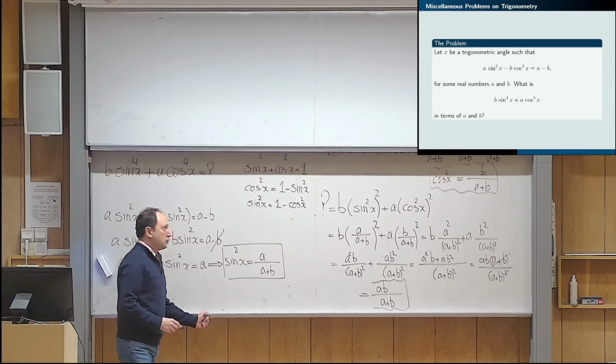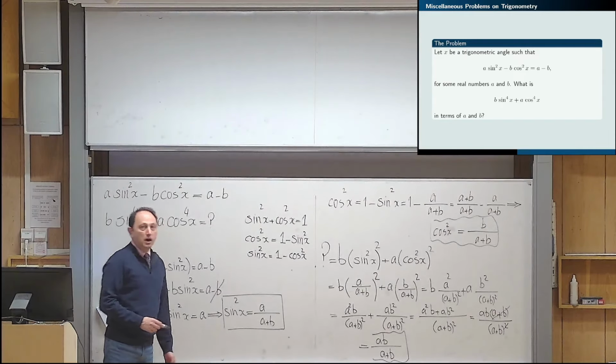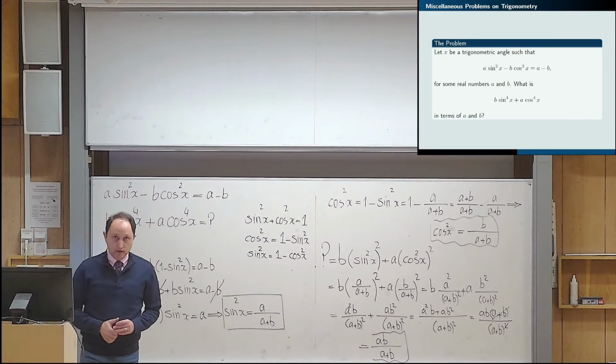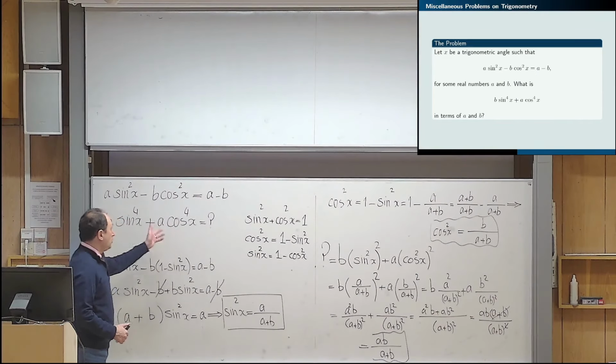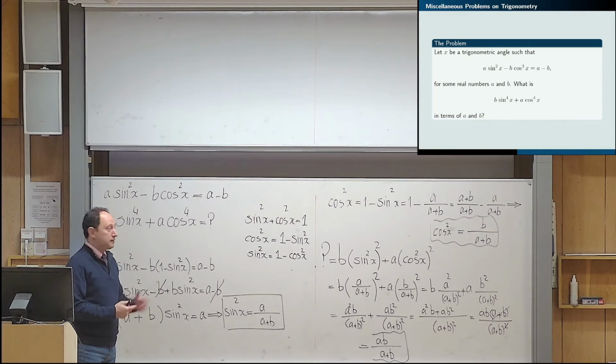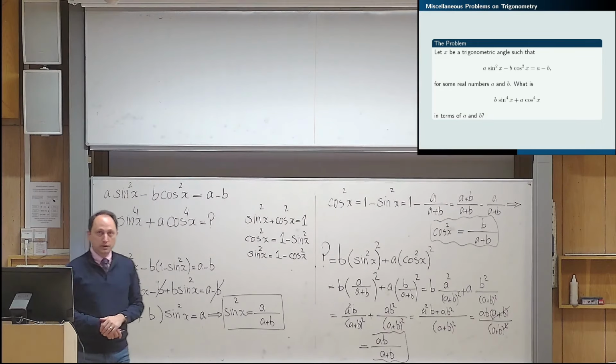So using this trick, I was able to actually write this question mark only in terms of a and b, if, of course, this condition is met.